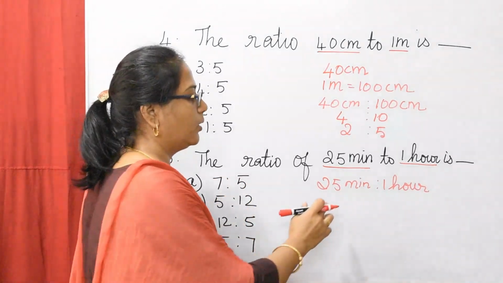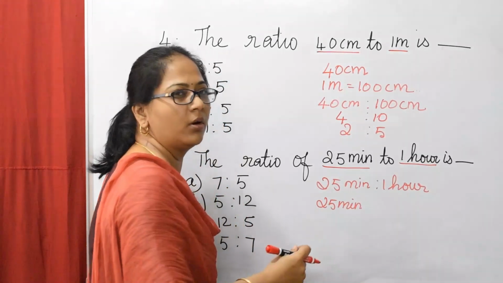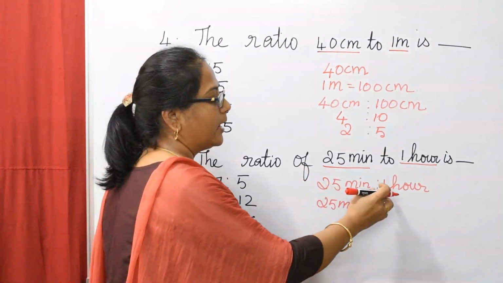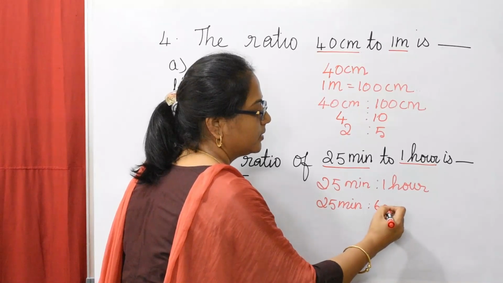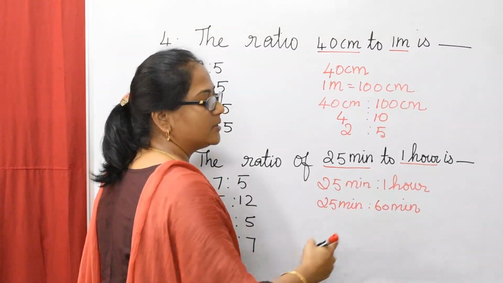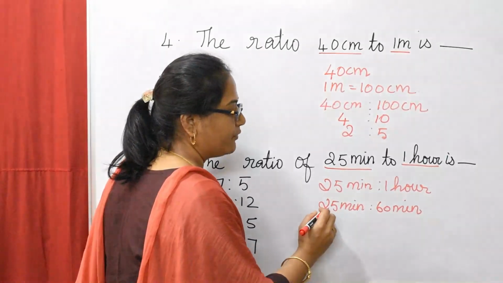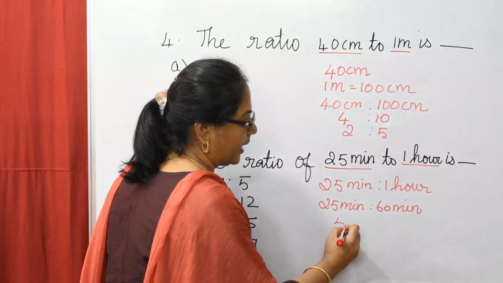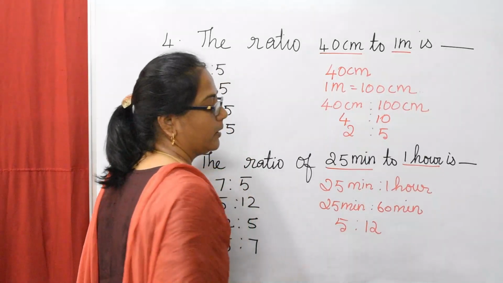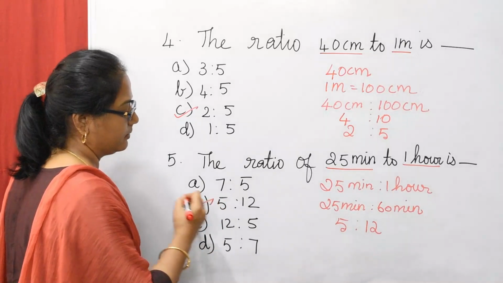smaller unit. Now 25 minutes, and this sum we can convert with seconds also, but it is a very lengthy procedure, no need for those. And 1 hour is equal to 60 minutes. So 25 is to 60, both we can simplify using 5 tables. 25 divided by 5 is 5, and 60 divided by 5 is 12. So 5 is to 12, answer is option B here.